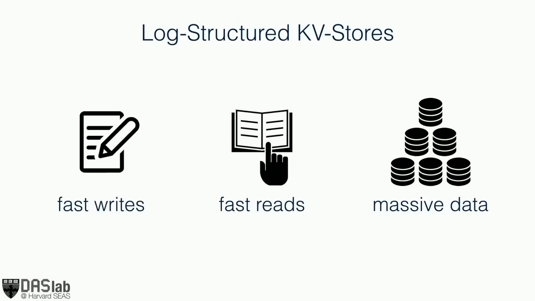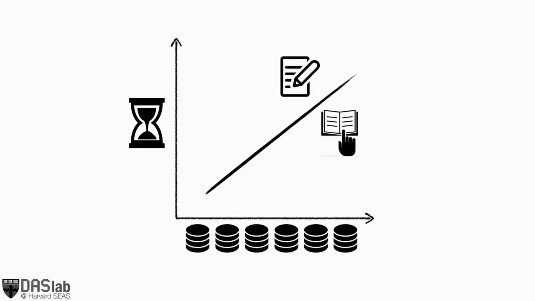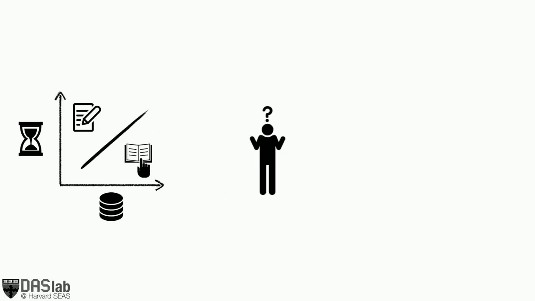In addition to fast writes, we also want to be able to achieve fast reads, and we want to be able to scale to massive data sizes. But what we observe is that as the data size increases for many existing key-value stores, the performance of both reads and writes degrades. So in this presentation, we'll mainly cover why that scalability issue exists, and what we can do about making key-value stores scale better.